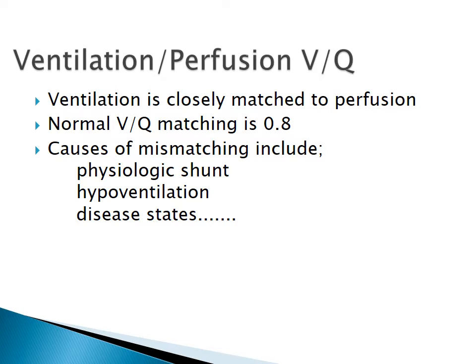Because 1 would be perfect, right? 1's 100%, so it's basically 80%. You're always going to have more perfusion than, or is it vice versa? Right. Okay.